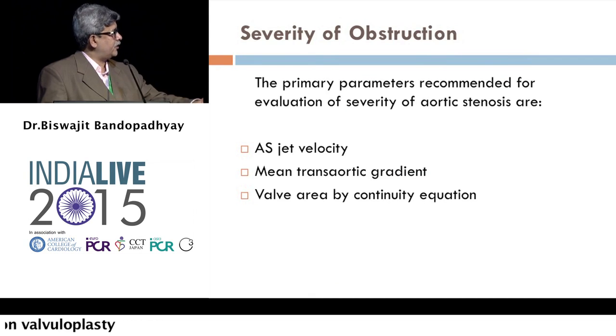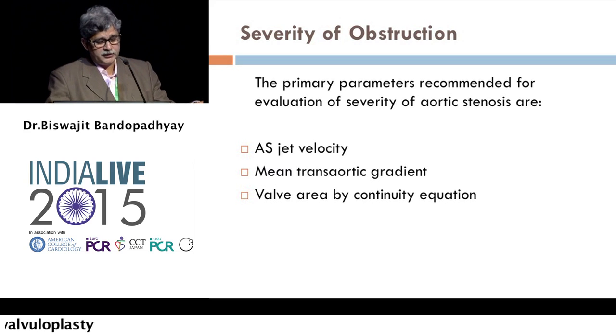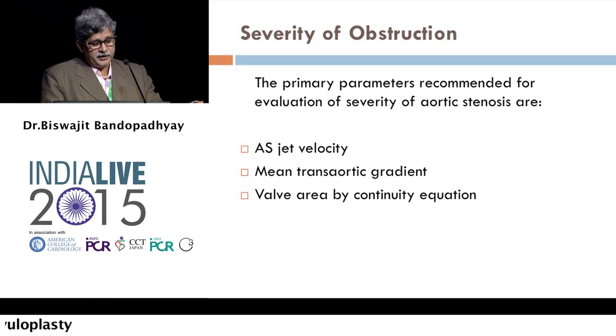Now, the severity of obstruction, that's very important. The primary parameters recommended for evaluation of severity are the aortic stenosis jet velocity, mean trans-aortic gradient, and valve area by continuity equation. The first two are very important. For balloon valvuloplasties, we routinely don't do the continuity equation.